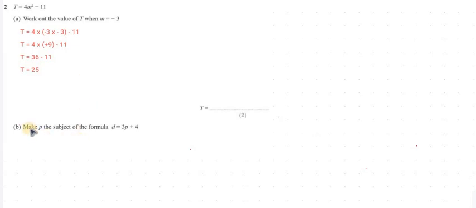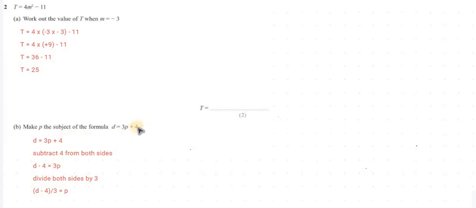Now part B says, make P the subject of the formula. D is equal to 3P plus 4. Okay, so subject of the formula is like working BIDMAS backwards. So first thing we got to do, because to get P on its own, we get rid of 4 first. So we subtract 4 from both sides because it's added to the right. So we subtract it from the right, and so we do that to the left as well. So we have d minus 4 is equal to 3p.